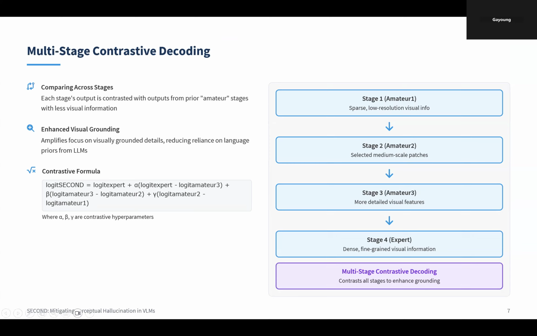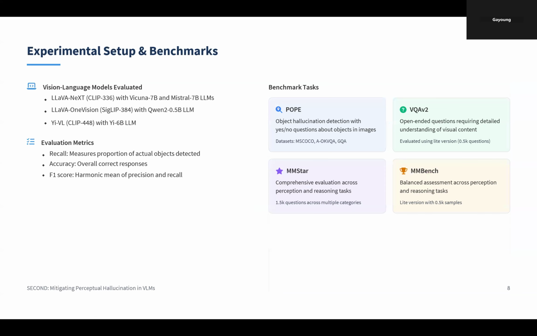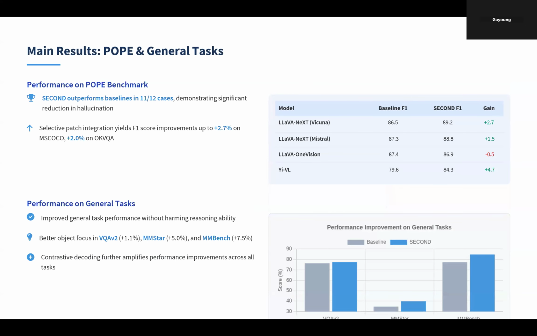For each stage, stage four will have more dense and fine-grained, high-resolution visual information. And for stage one, there will be only low-resolution visual information. Yeah, so this is the benchmark section, where it outperforms other models.